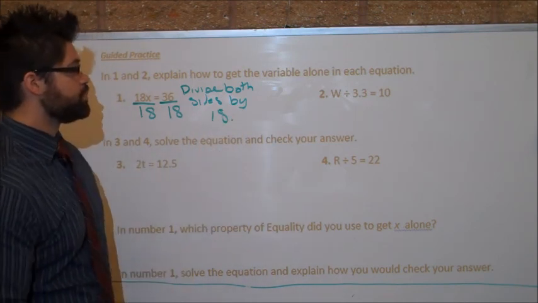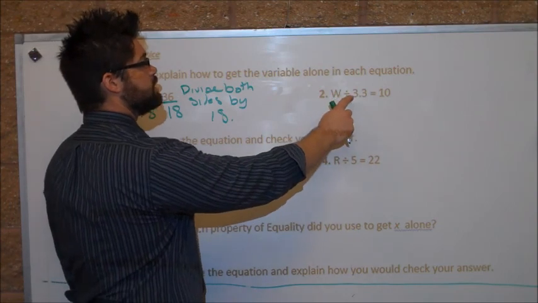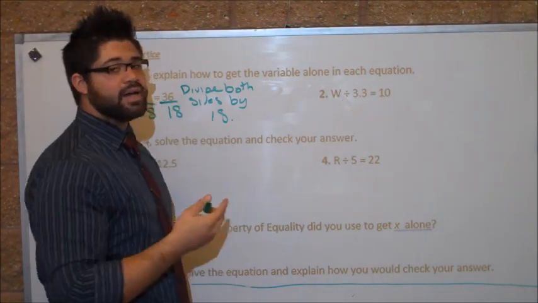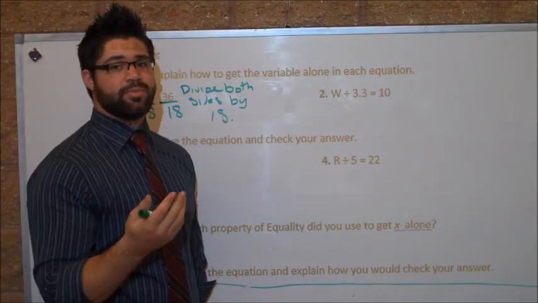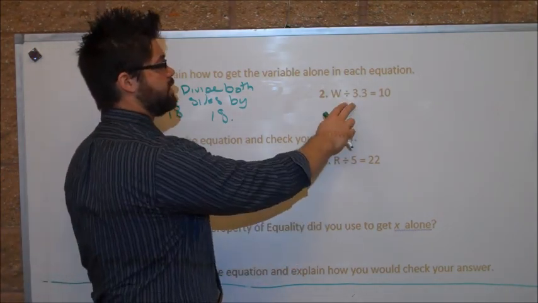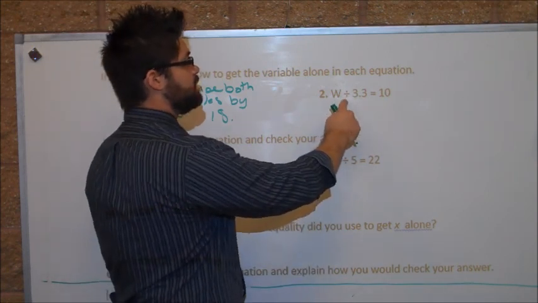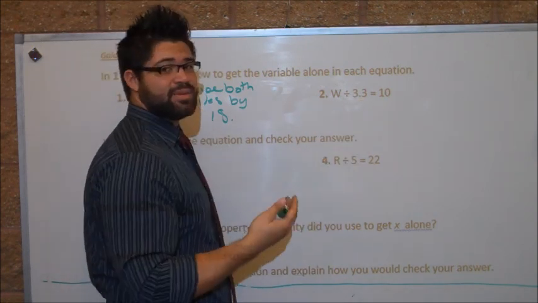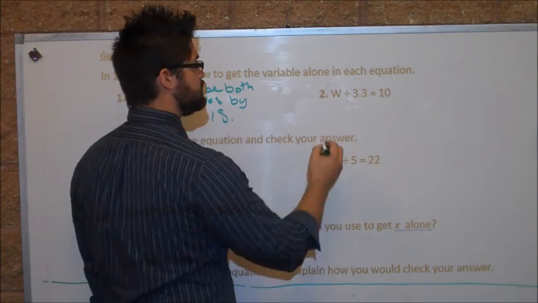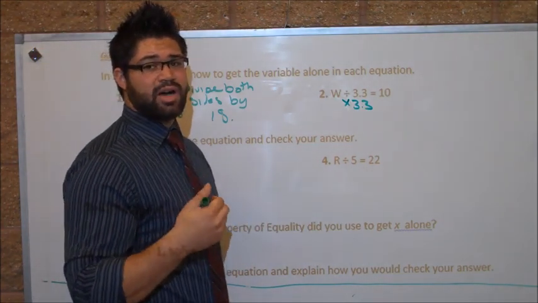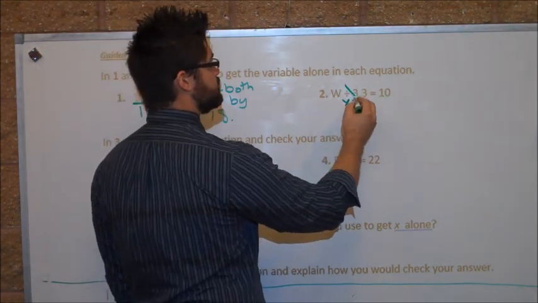For number 2, we're looking at W divided by 3.3 equals 10. Again, we want to use the inverse, or the opposite, of the operation being done to the variable, because our goal is to get the variable by itself. If we have W divided by 3.3, then to get W by itself, I'm going to multiply times 3.3. When I do the opposite, or the inverse, it cancels it out.